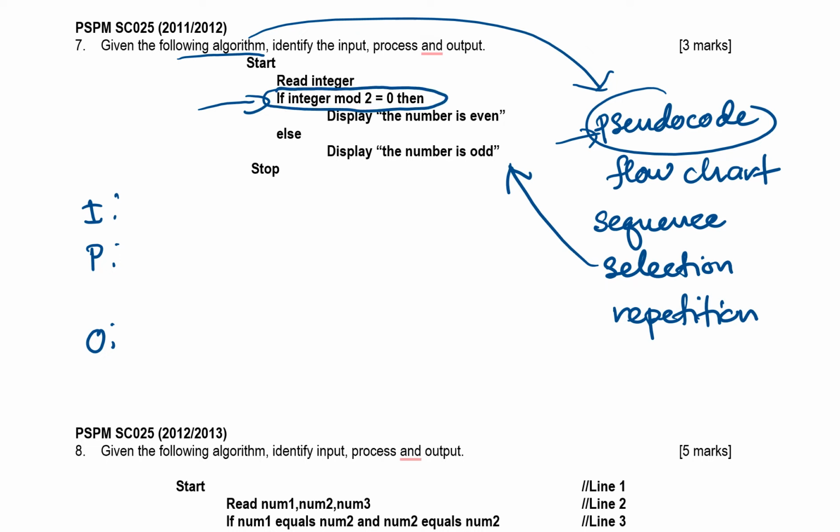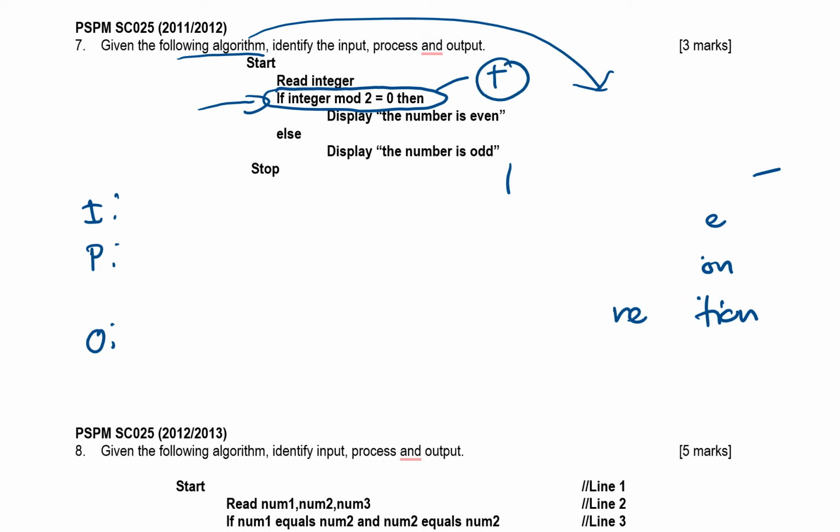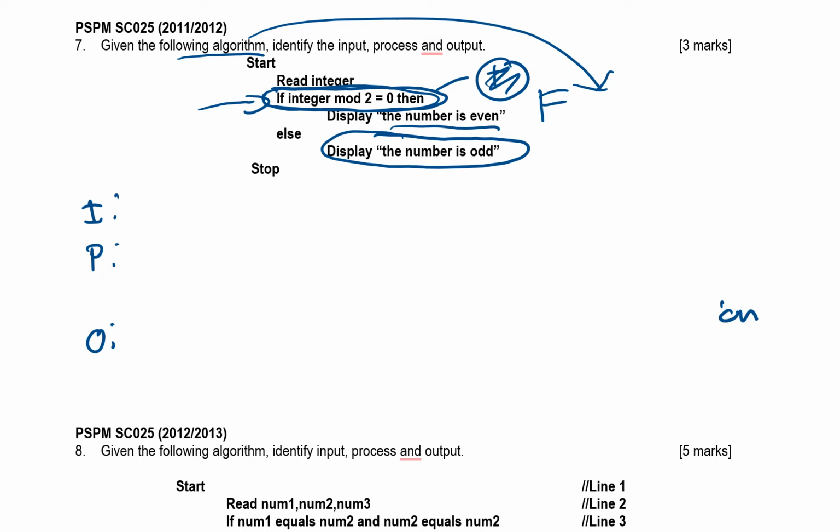It means that if integer mod 2 equals 0, if this condition is true, then it will display the number is even. If this condition is false, then it will display this statement, the number is odd. So that's why this is a selection control structure.